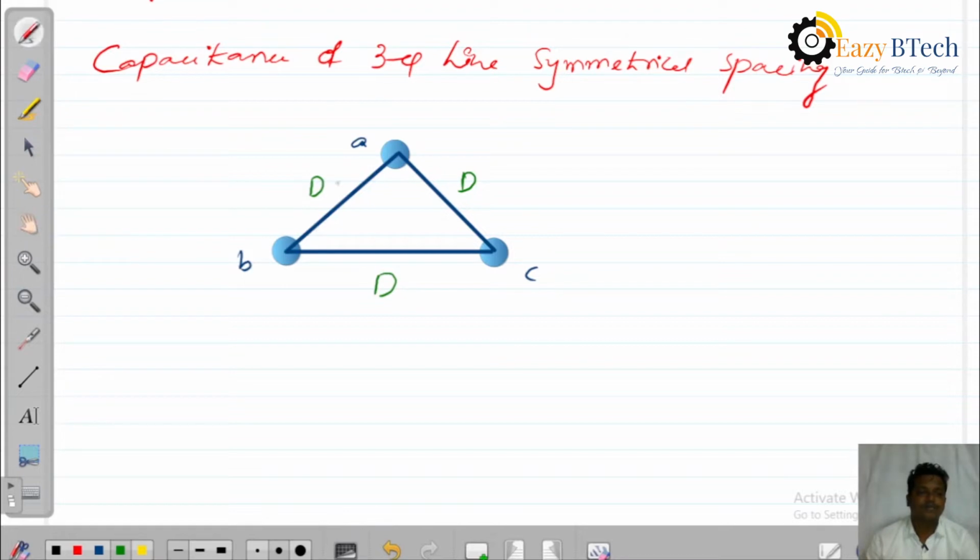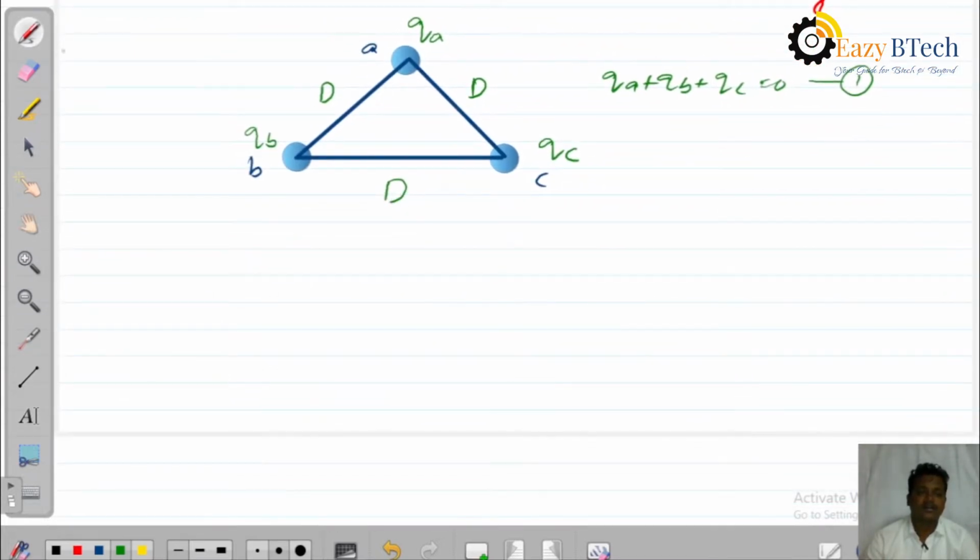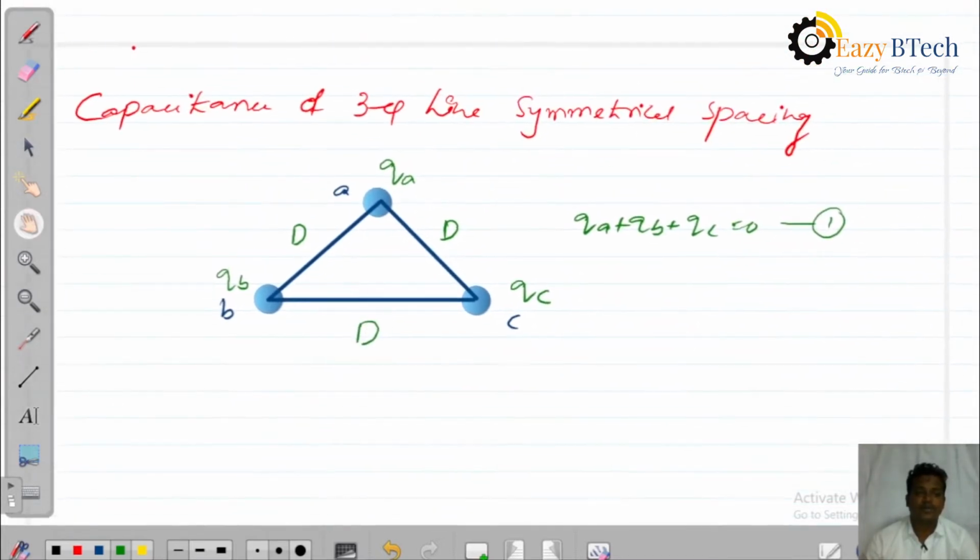Now the charges of each conductor. The charge of A is QA, the charge of B is QB, the charge of conductor C is QC, and also assume that QA plus QB plus QC equals 0. This is equation 1. Keep this equation in mind. Now assume a point P far away from this combination of conductors.